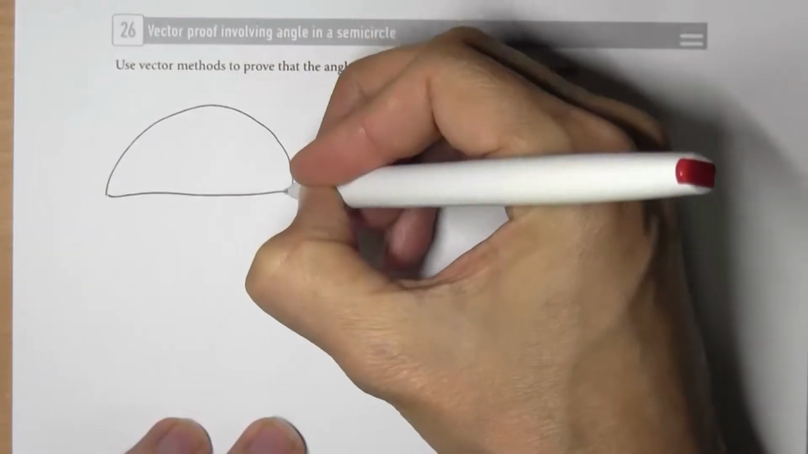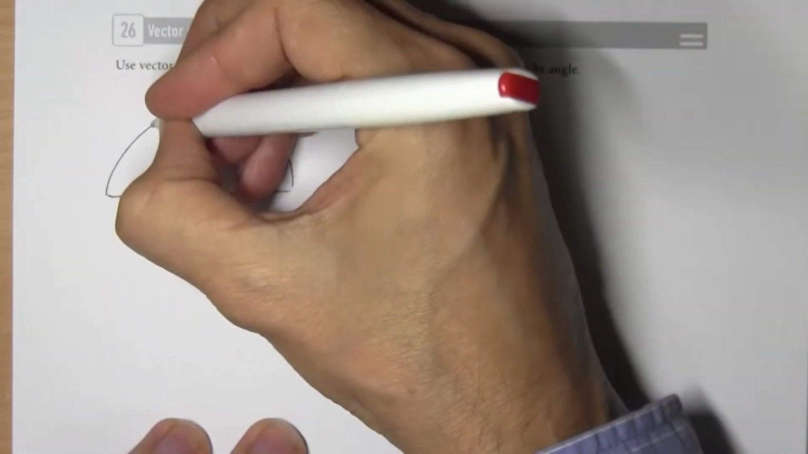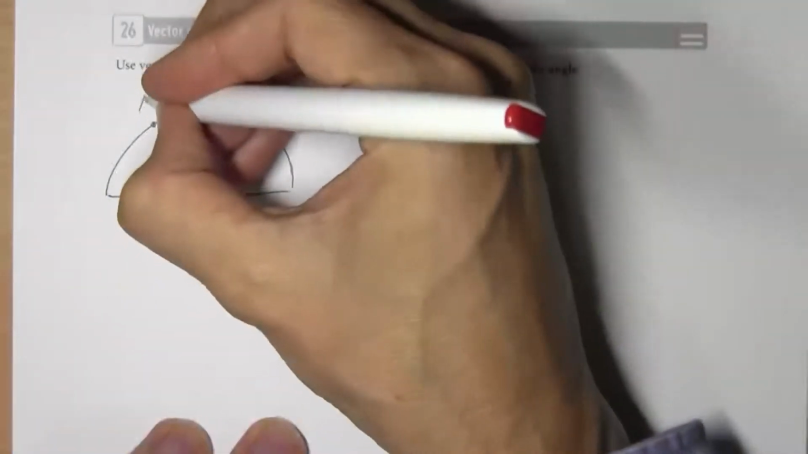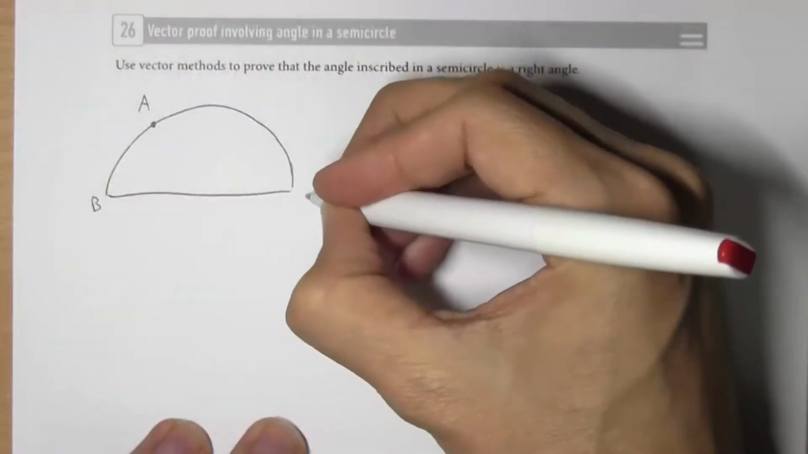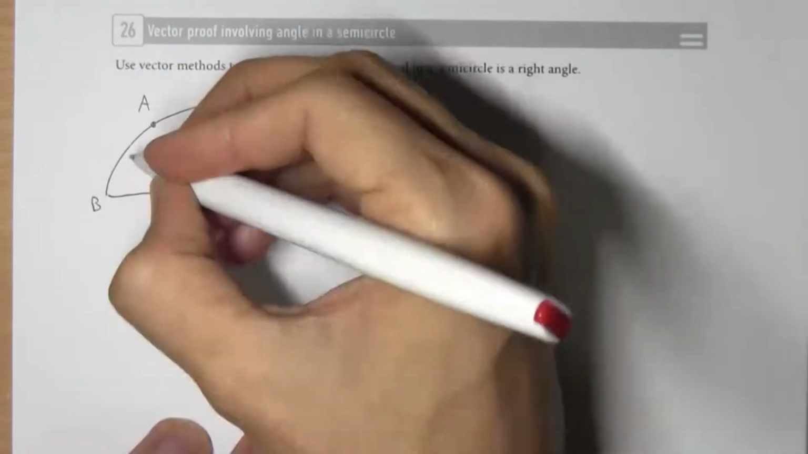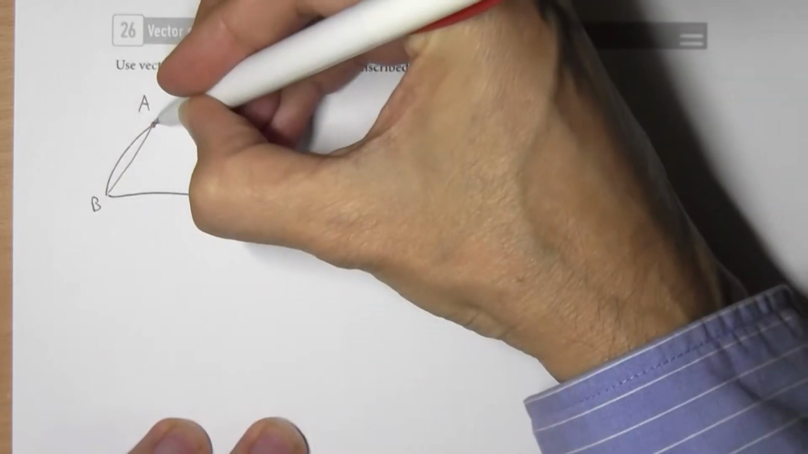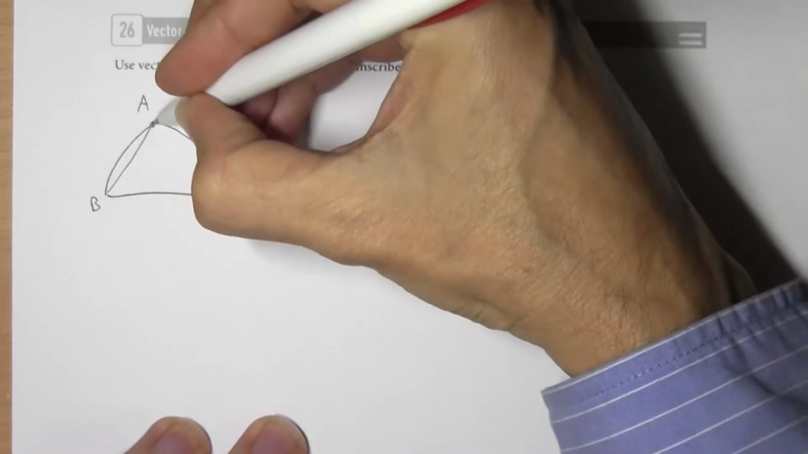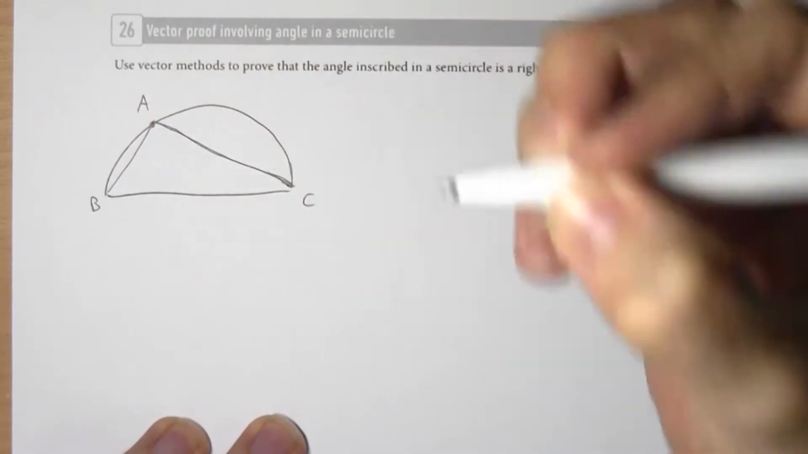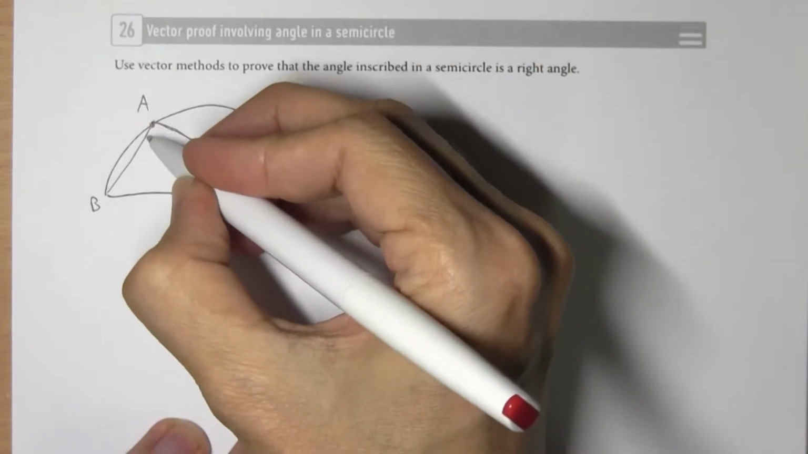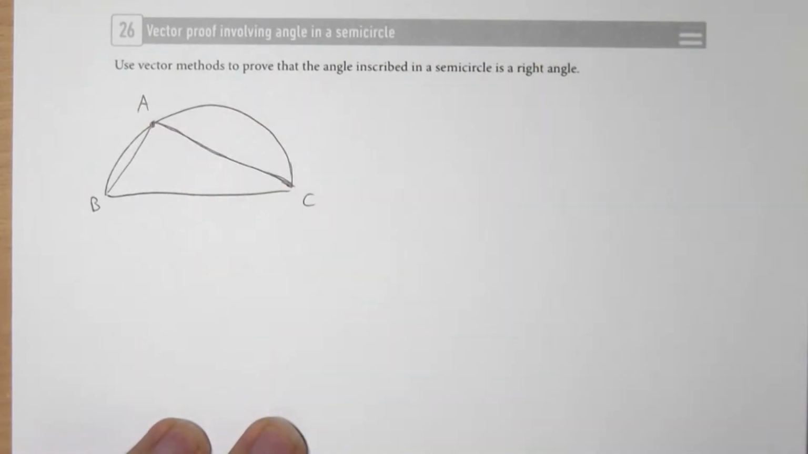Here's a semicircle. I'm going to pick a point somewhere on the semicircle and call it A. Let's call these points B and C. This and this are supposed to be at right angles. That's what I have to prove, that this angle BAC is a right angle.